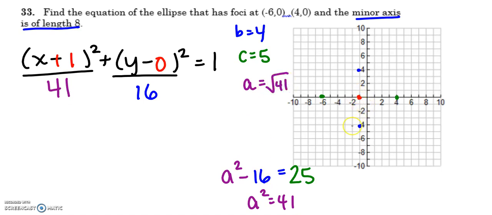So if I were going to finish plotting this out, the square root of 41, well, the square root of 36 is 6, the square root of 49 is 7. So somewhere between 6 and 7. 1, 2, 3, 4, 5, 6, and a little bit more. And then this would be my final ellipse, if I were to draw that all out.